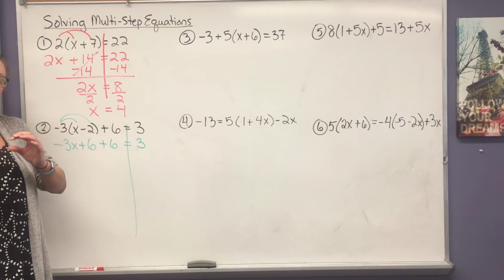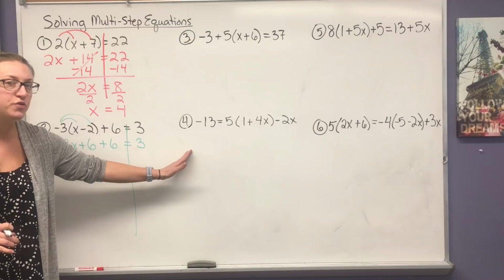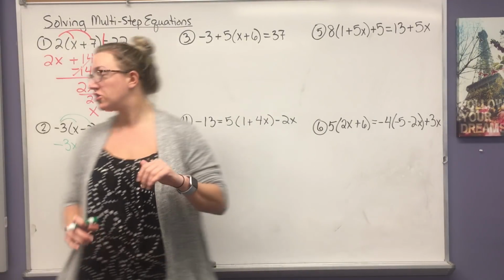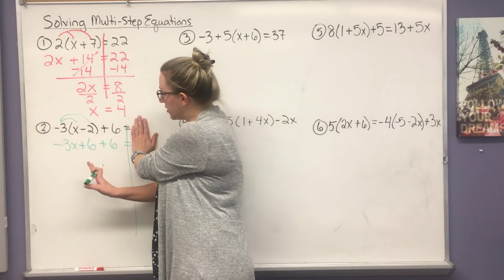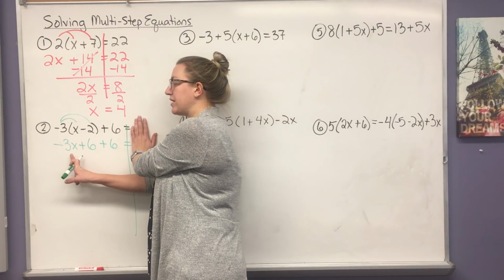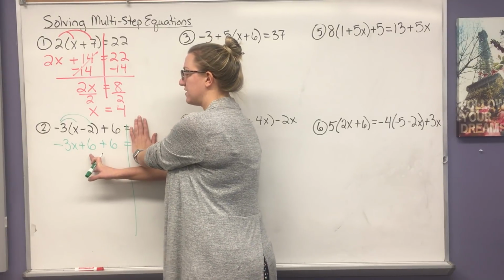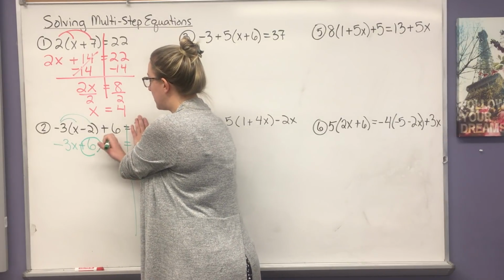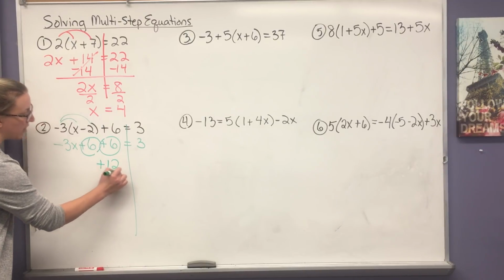Now I check for combined like terms. This is not combined like terms across both sides of the equal sign. This is simply on one side. So I'm actually going to block off the right side and only look on the left. Negative 3x does not combine with anyone else, but the positive 6 and positive 6 do combine. Together, they're going to make a positive 12.